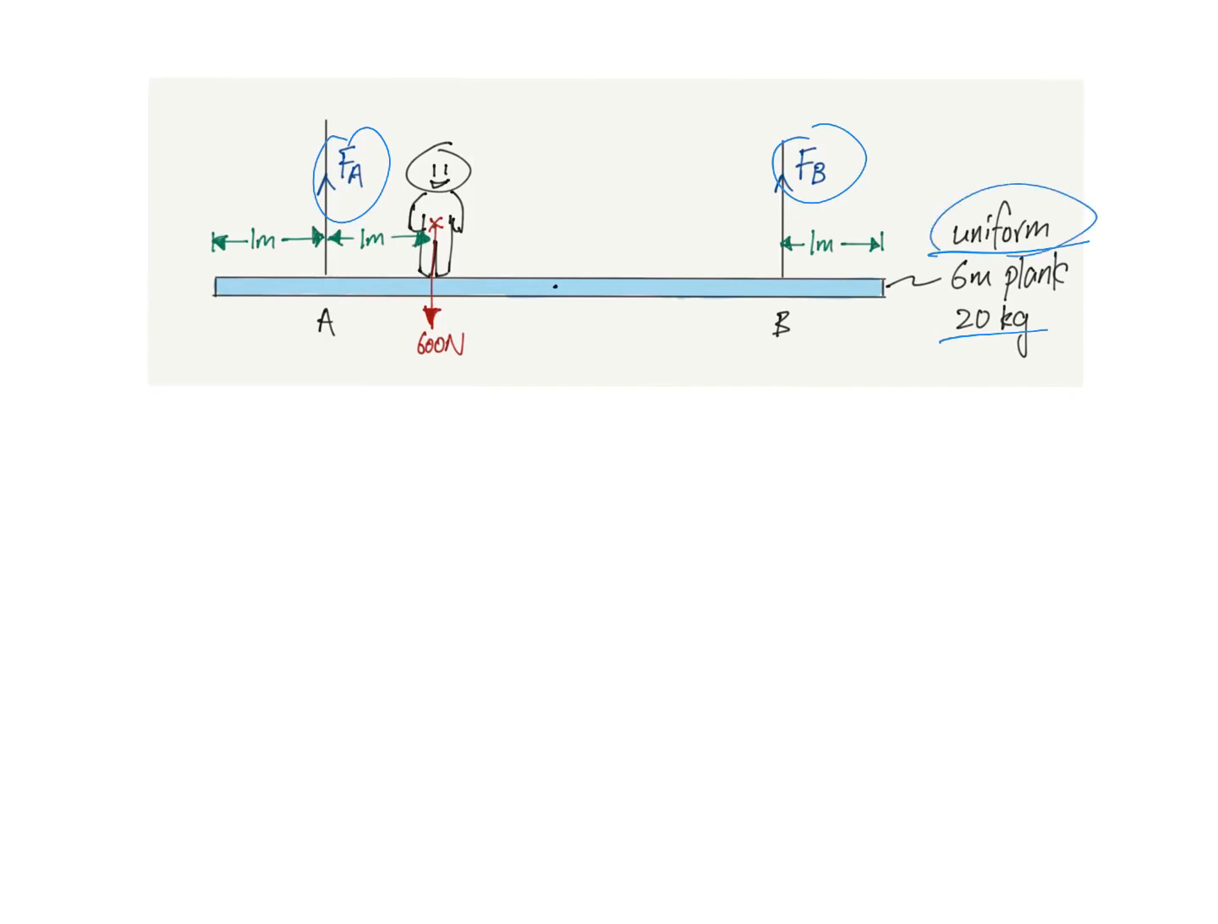Because it's uniform, the CG will be exactly at the center. That means it's 3 meters away from both ends. So you're required to draw the weight on your own. You will draw the weight from the CG, and this will be 200 Newton.